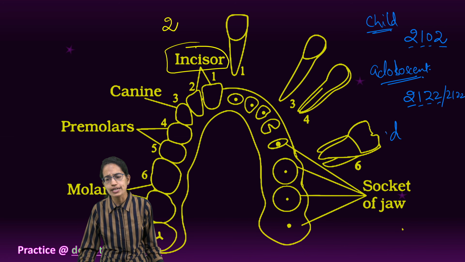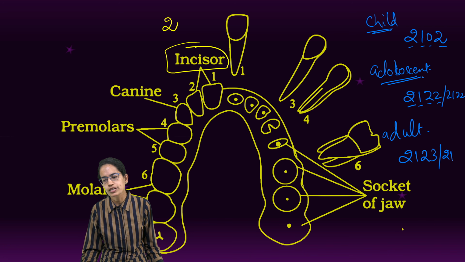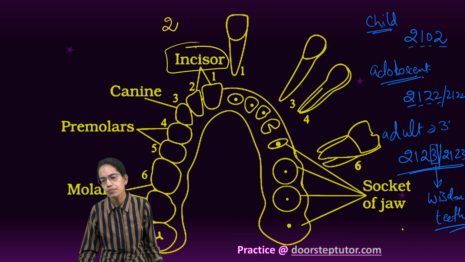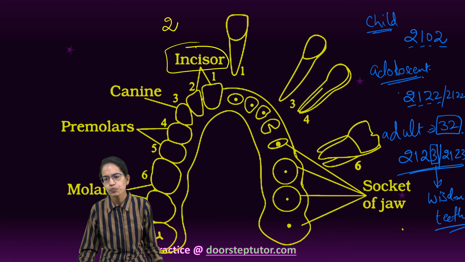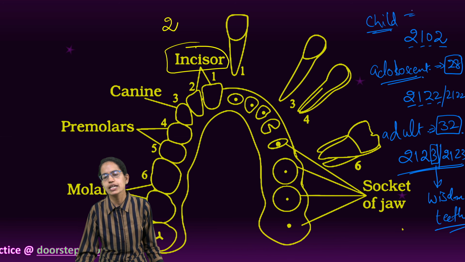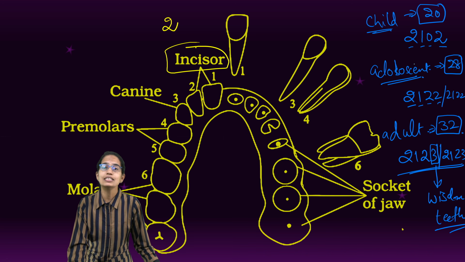For an adult, what would be the formula? 2123 by 2123, and that is why I have increased 1 molar. Very good answer. So it's the wisdom teeth as we call it. Okay, so with adult we say the number of teeth is 32. For the adolescent, the number of teeth is 28. For a child, an ideal set of number of teeth is 20.